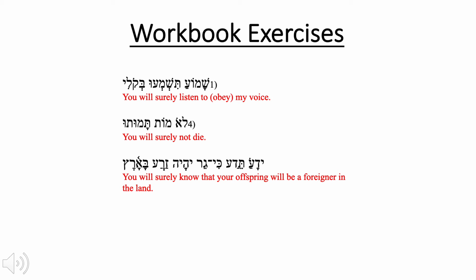And then we have ki, which we usually translate as that, although this ki clause is simply the content of what is being known. Know that ger, a sojourner, yihyeh, will be, zar'akha, your seed or your offspring, ba'aretz, in the land. You will surely know or know for sure that your offspring will be a foreigner in the land.